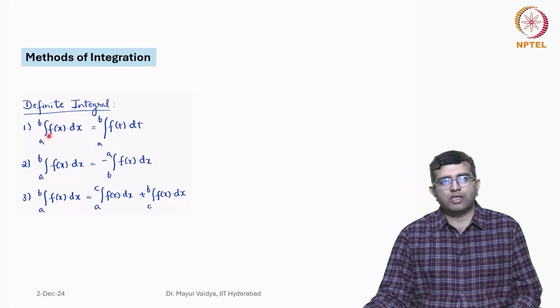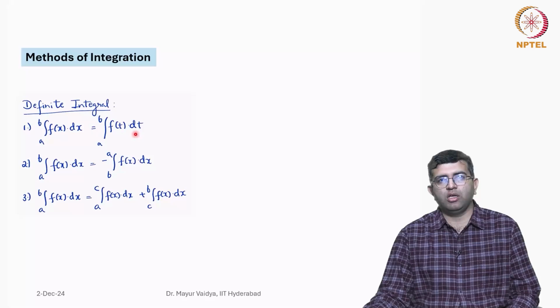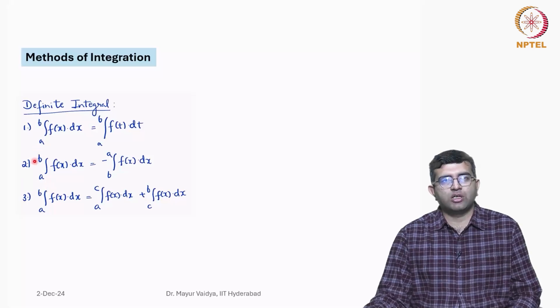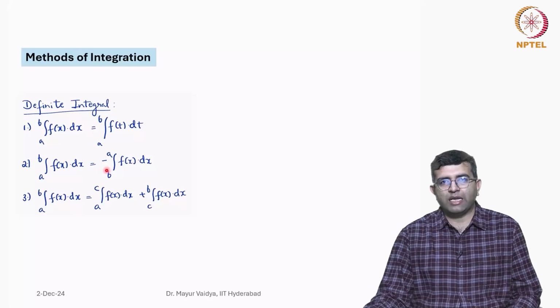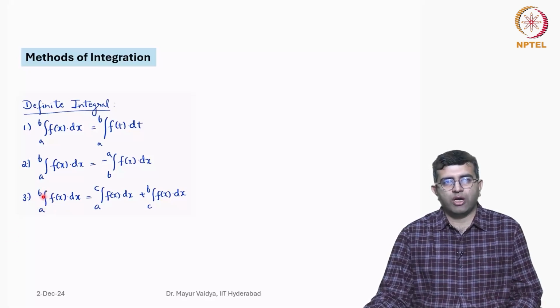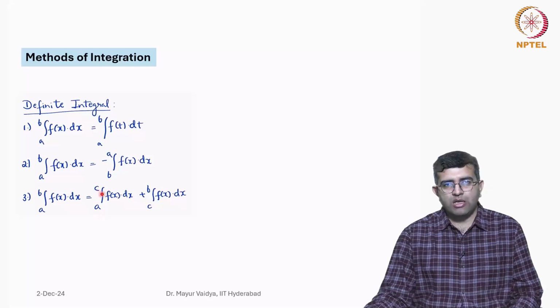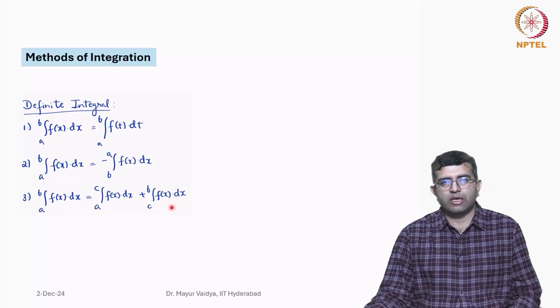So, if you have the integral from a to b of f of x dx, you can simply change the variable: you can put x as t, or instead of t you can write u, and the limits remain the same. If you change the limits from a to b to b to a, then the minus sign will come. Similarly, you can split the limits into several parts. For example, I can write the integral of f of x dx from a to b as the integral of f of x dx from a to c plus the integral of f of x dx from c to b.